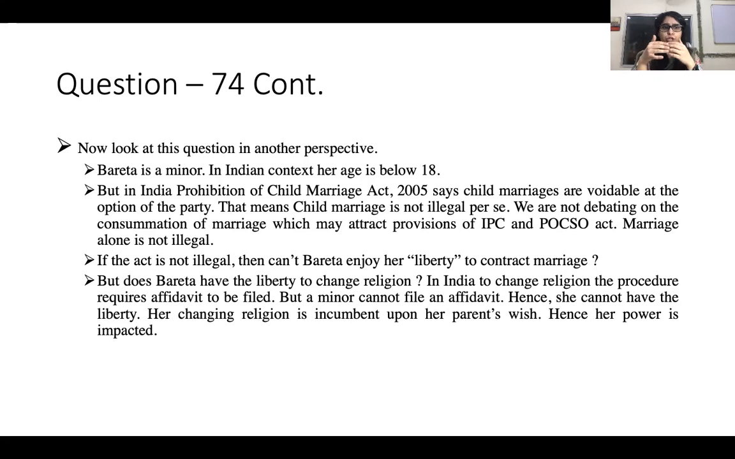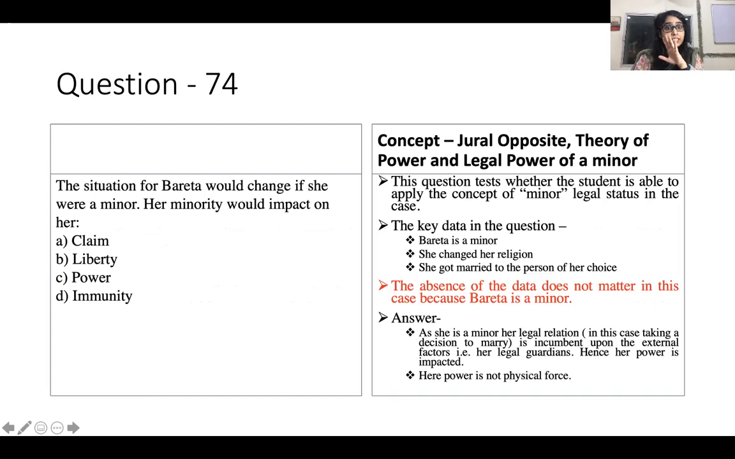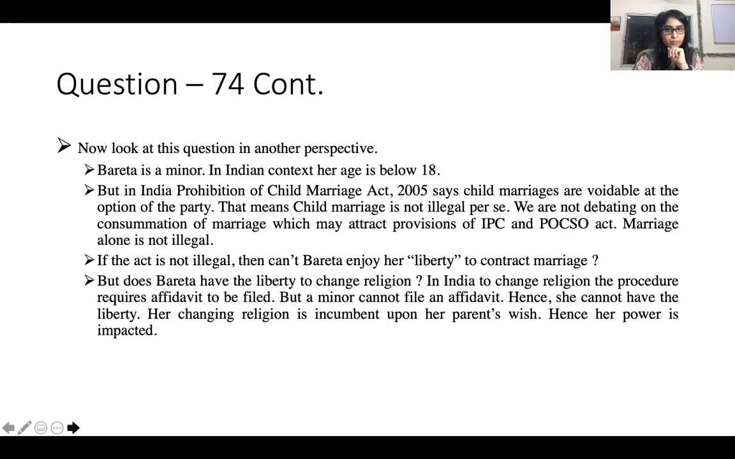So this question was a little confusing for me because earlier I thought the answer could be liberty, right? But when you look at it from another angle, where she needs to file an affidavit and a minor cannot file an affidavit, her power is impacted. Here, the answer is power. Her minority would impact her power. Okay, so now let's move on to the next question.